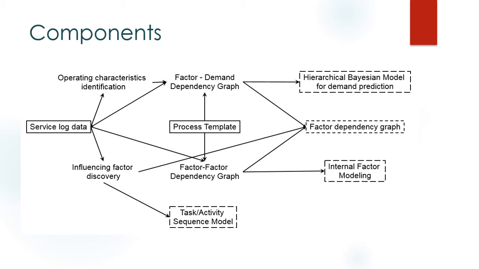For each operating characteristic, a factor dependency graph is derived. The factor dependency graph ranks the factors by their ability to explain the discriminatory demand behavior. The factor dependency graph is further used to produce a hierarchical Bayesian model for the demand estimation. Conditional task models are trained independently.